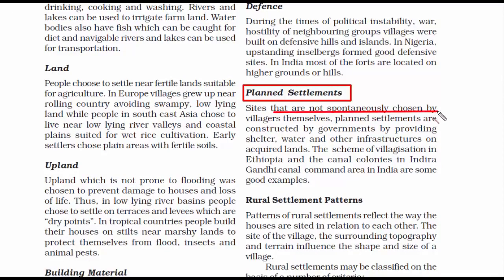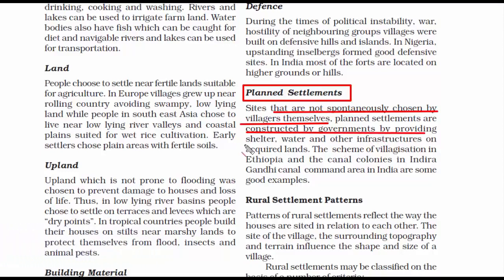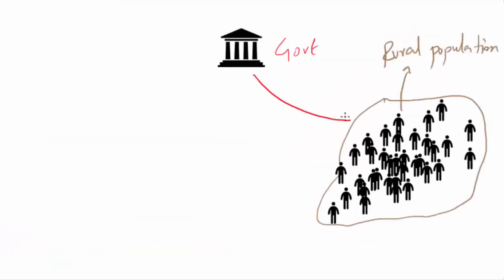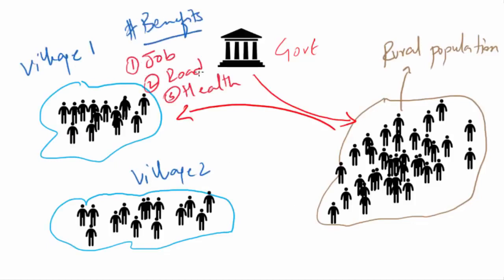You can easily figure out that it's talking about a settlement which is planned. It is not something that the people chose themselves randomly. It is not like one fine day some group of people decided, let's settle down in this beautiful place. So planned settlements are constructed by governments. And the reason they do is because of overcrowding of a place. So what they do is they relocate rural population permanently with some benefits like better living conditions, jobs, etc.